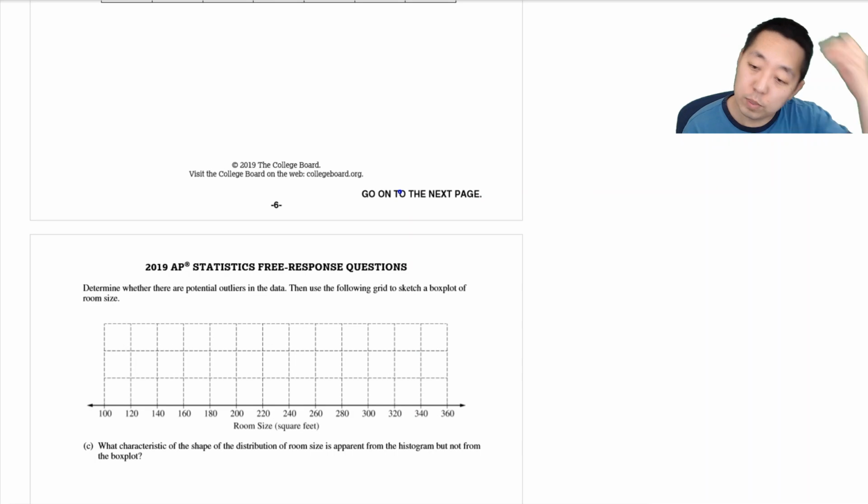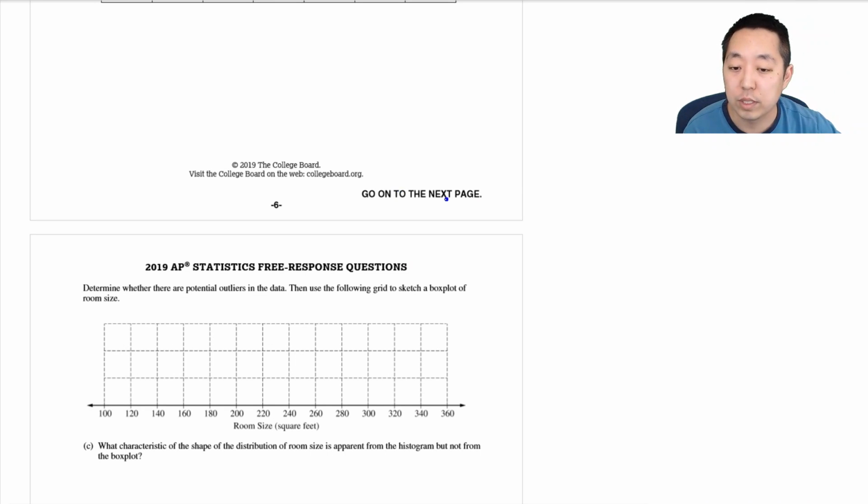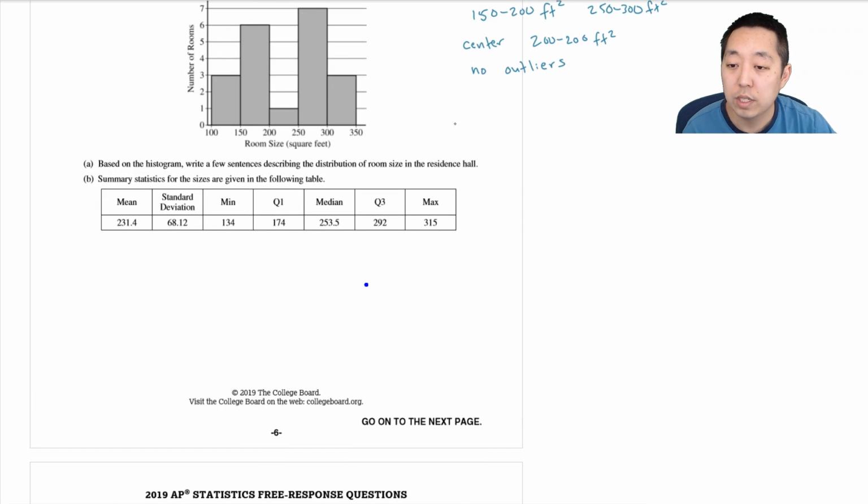Determine whether there are potential outliers in the data, then using the following grid, sketch a box plot of the room size. So we need to figure out some values. In order to do outliers, I have to look at the IQR. The IQR is Q3 minus Q1, and that would be 292 minus 174. That's a pretty basic calculator operation, so that's 118.